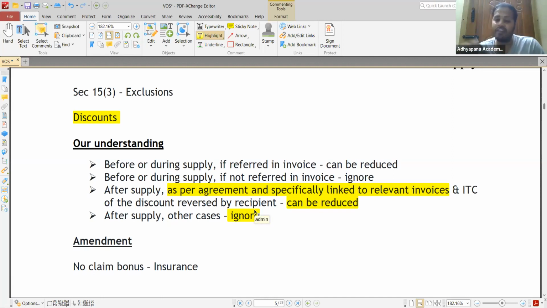So in the December month, I am giving a discount. From the recipient's point of view, you have to reduce that ITC with respect to the discount portion. So that's what they're trying to say: the ITC of the discount must be reversed by the recipient.